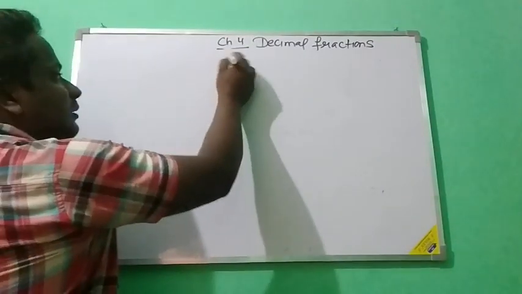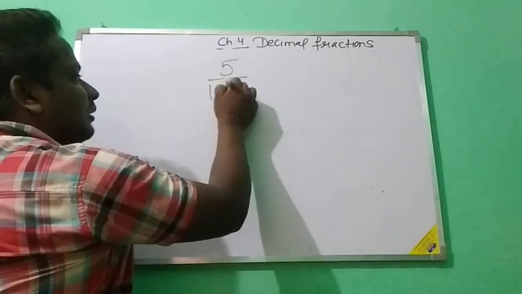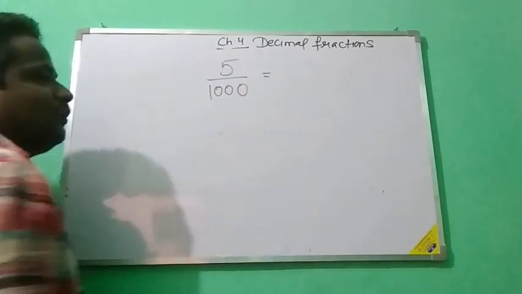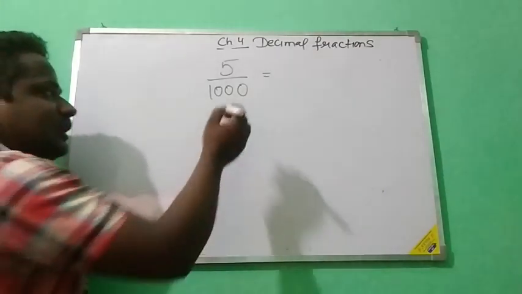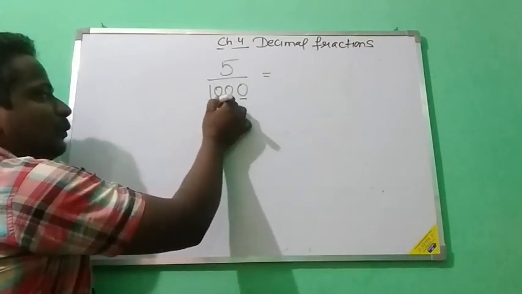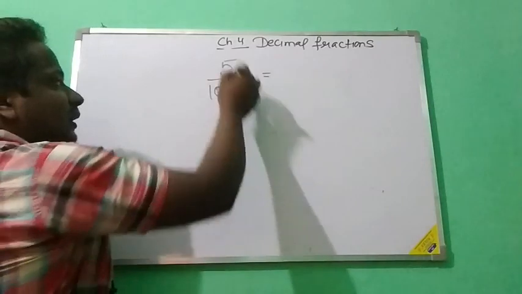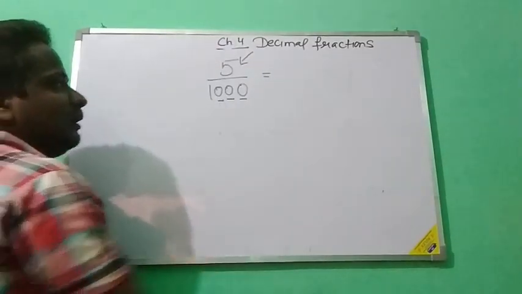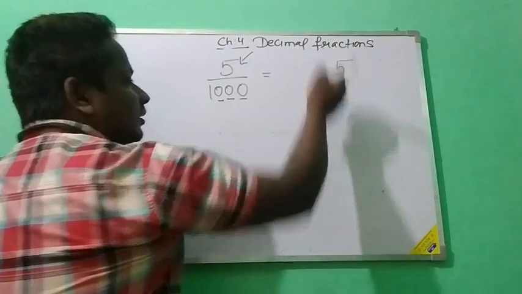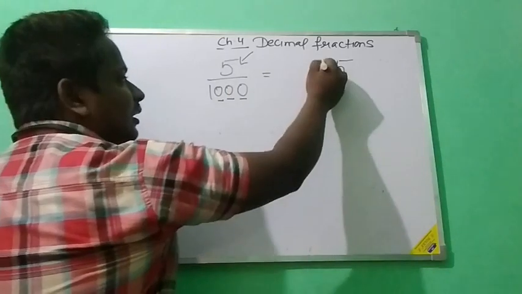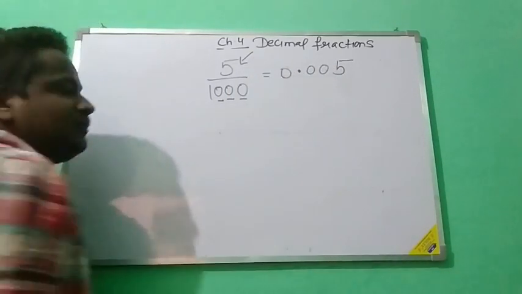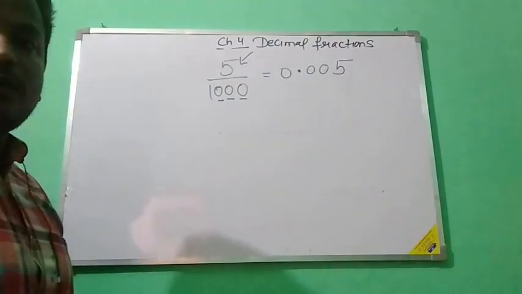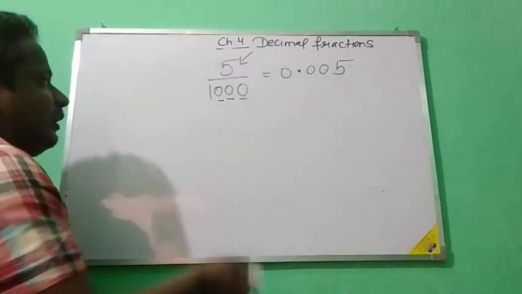Suppose your number is 5 upon 1000 and you need to convert it into a decimal number. Just count the number of zeros 1, 2 and 3, and there is only a single digit, so you will place it on the right side. One digit, you need 3 digits, 2 and 3. Now place decimal. It will become 0.005. Take one more example.